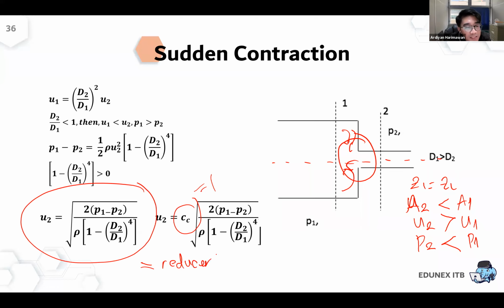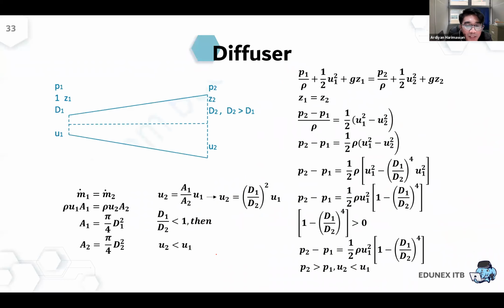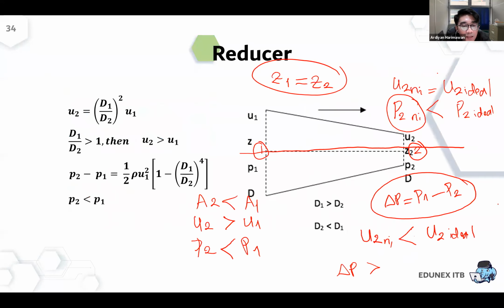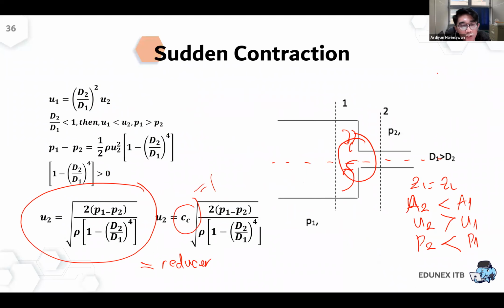Okay, I suggest you take some practice to derive the equation from the mass balance equation, and then combine it with the Bernoulli equation for each type of case. Then you can try to analyze. It should generate a similar equation.